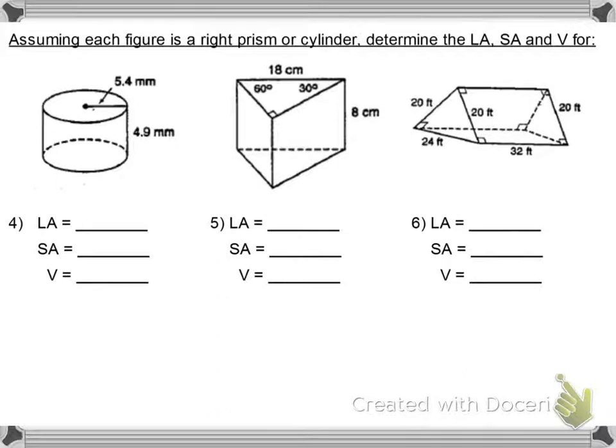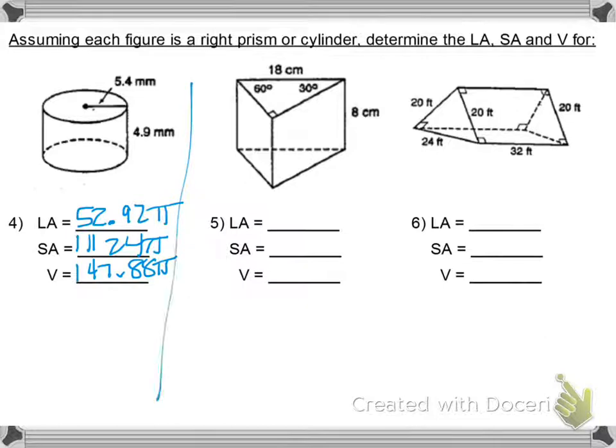Okay, I am going to skip the ones that I think are straightforward, and I will give you the answers to those. So number 4, I am going to skip, but I will give you the answers. So it's 52.92 pi, 111.24 pi, and 142.88 pi. Okay, I don't need to work those, they are easy.